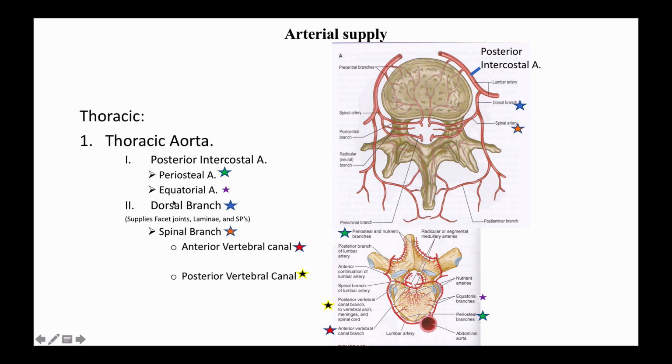Then you have the dorsal branch. The dorsal branch is going to be right here. We're seeing this as we're looking posteriorly. We give off a dorsal branch. The dorsal branch basically bifurcates into a spinal branch and a continuation of the dorsal branch. So here's the dorsal branch.